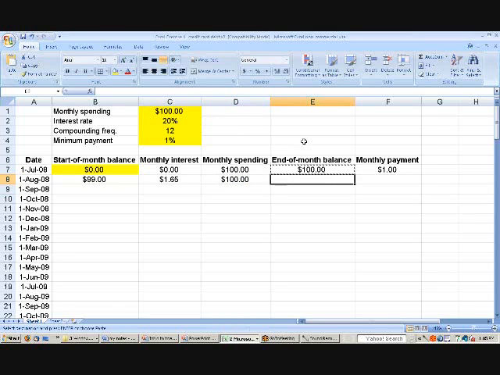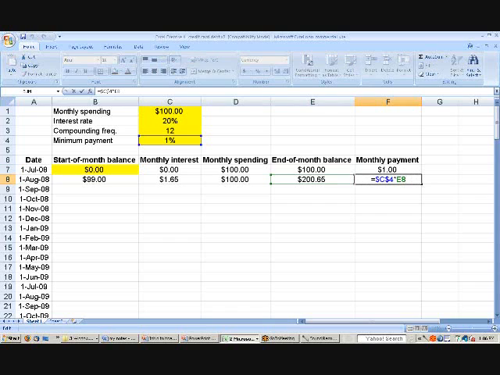And then our end of month balance is whatever we owed at the start of the month, which was $99, plus any interest expense we've accrued, which is $1.65, plus any spending we've done that month. So our end of month balance in August is $200.65. And then our monthly payment is 1% of that. $200.65 times 1% is about $2.01.